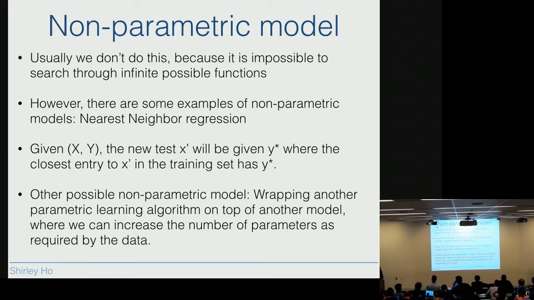Okay, non-parametric models. Usually you don't do this because it's impossible to search through infinite possible functions. But there are some examples of non-parametric models, such as nearest neighbor regression. You probably know about this traditional ML method. Another possible non-parametric model is wrapping another parametric learning algorithm on top of a model. This is actually not so different from when I talked about how the hypernetwork translates multiple languages to multiple languages. You wrap a model on top of another model so that you can increase the number of parameters as required by the data. This idea of wrapping a model on top of another model to choose the number of parameters you need, or to choose the degree of polynomial, is an interesting one that people are starting to work on very recently in deep learning.